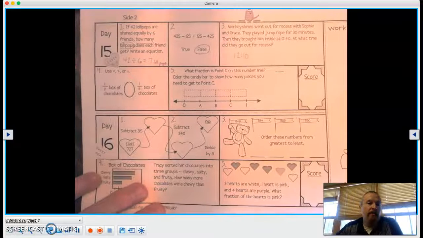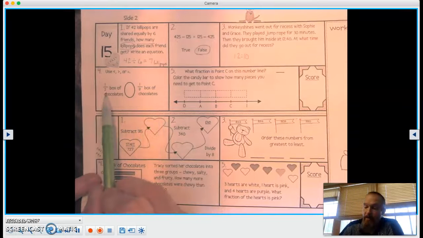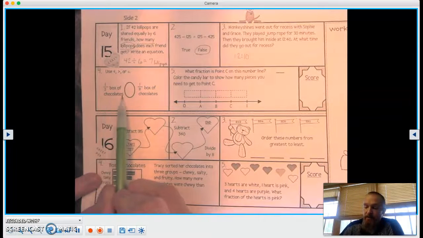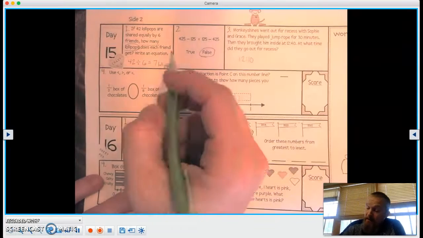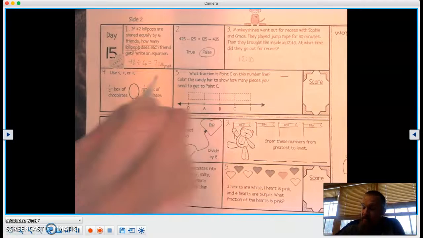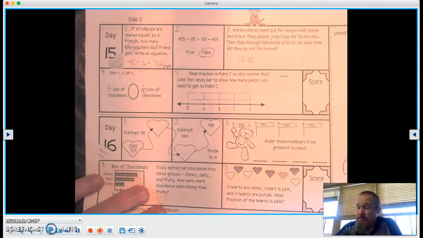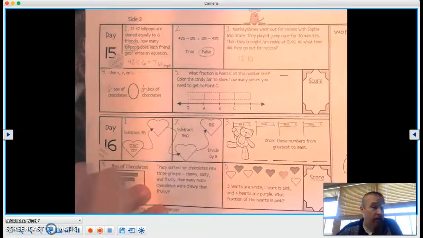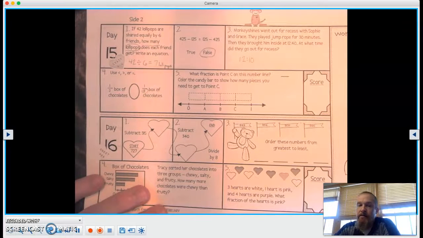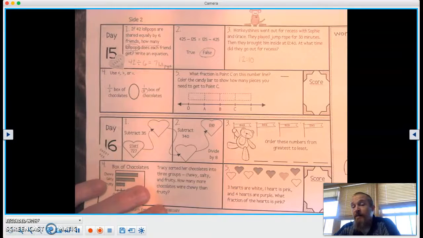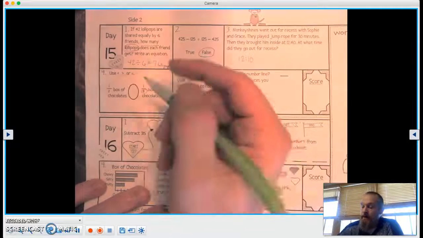Use less than, greater than, or equal to. Half box of chocolates is blank compared to an 1/8 box of chocolates. Be careful. This 8, a lot of people think, oh, the 8's bigger than the 2, so it's got to be greater than, right? But if I broke up a candy bar into 2 pieces, or I could break the candy bar up into 8 pieces. Okay?